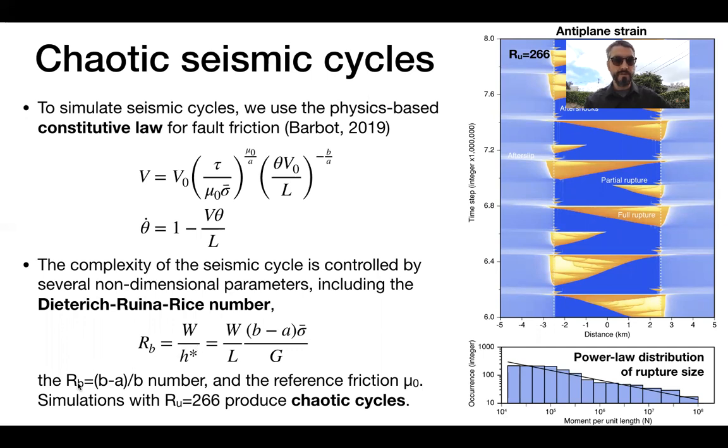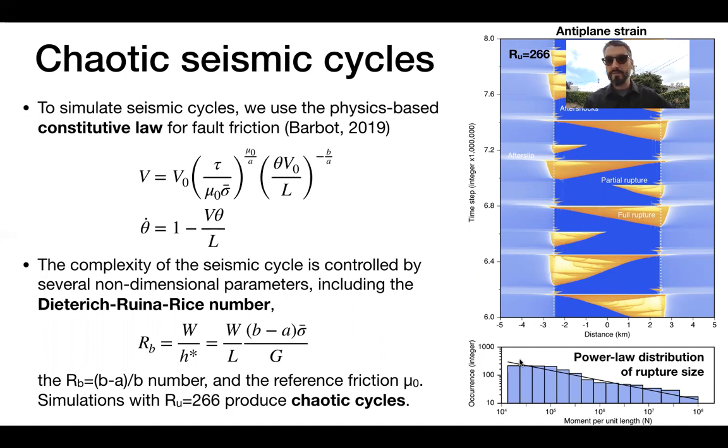Other non-dimensional numbers include the RB number, which is a ratio of power law exponents, and the reference friction coefficient mu naught. Interestingly, as this non-dimensional parameter RU increases, the seismic cycle becomes increasingly complex. And here we show an example for the RU number of 266, which shows an aperiodic cycle of small and large ruptures that are sometimes pulse-like, sometimes crack-like ruptures, always followed by aftershocks.